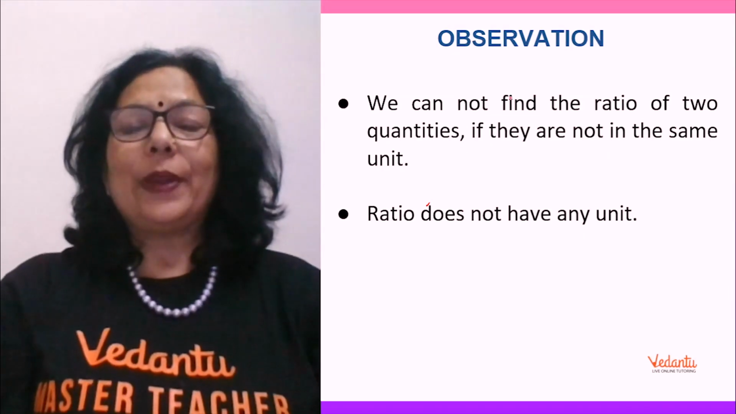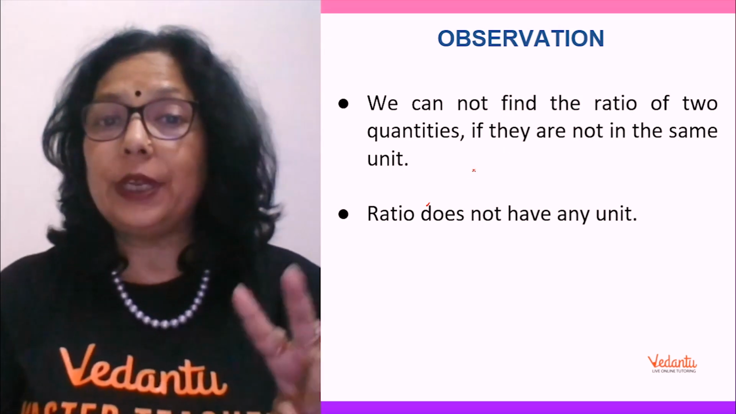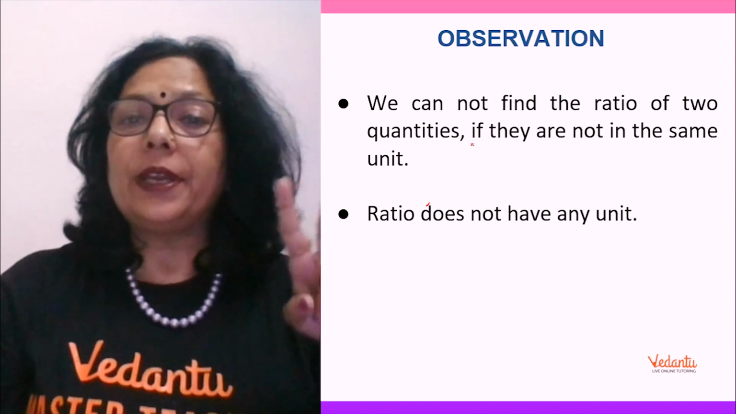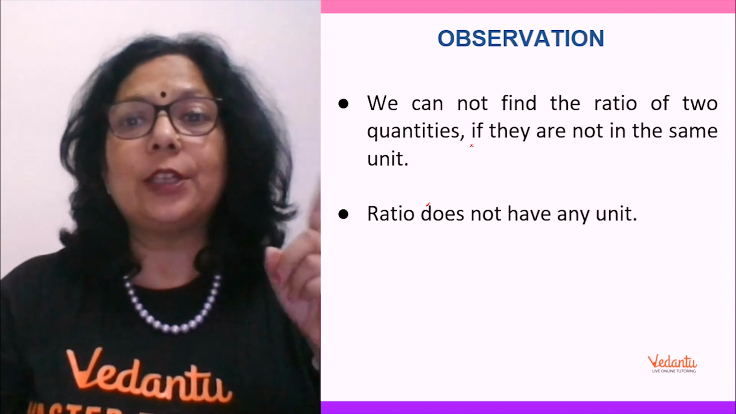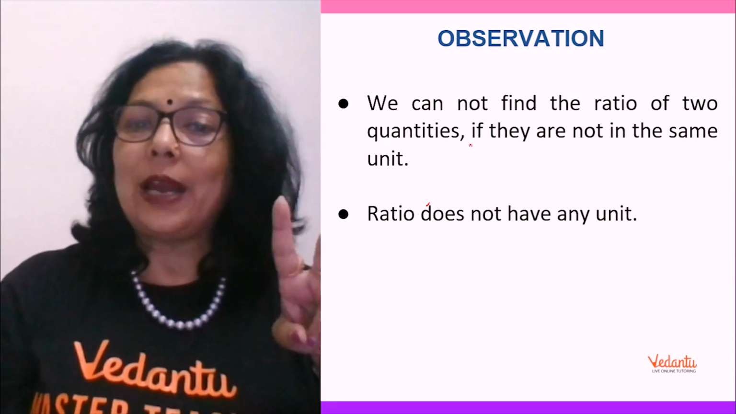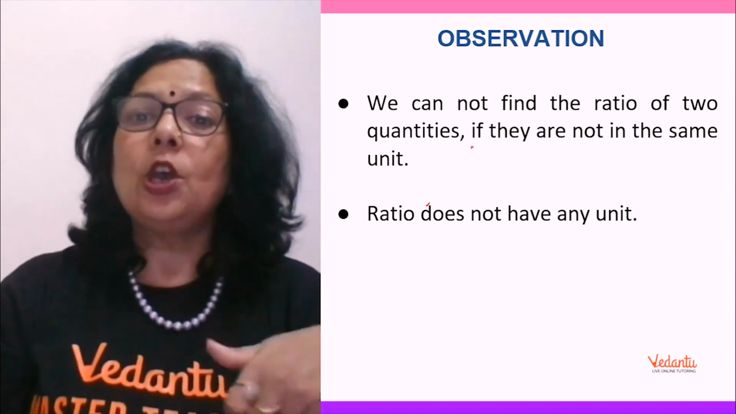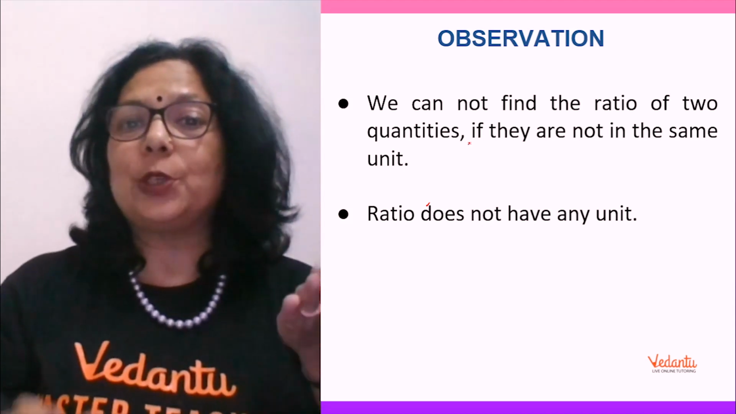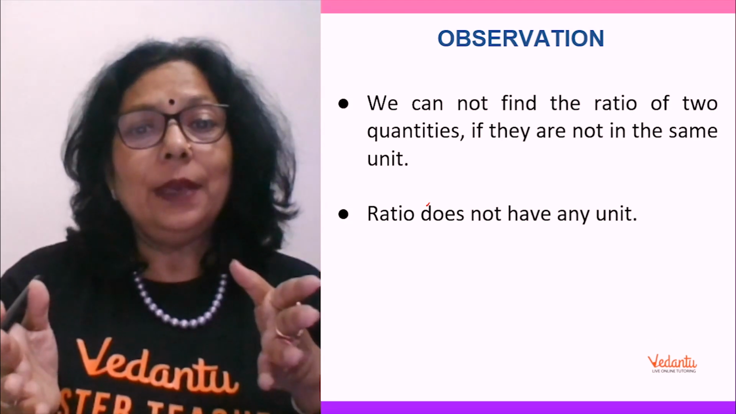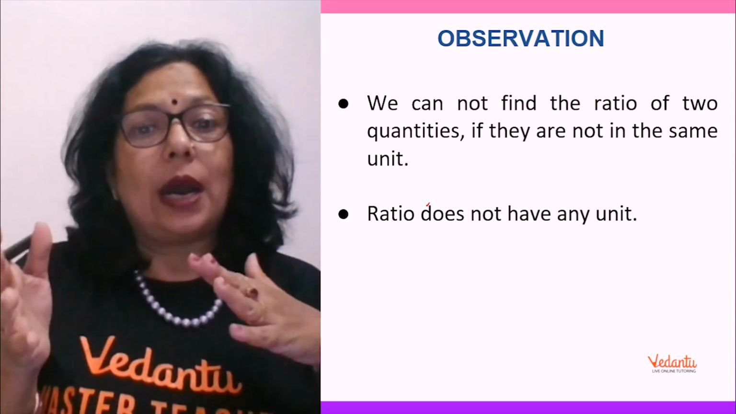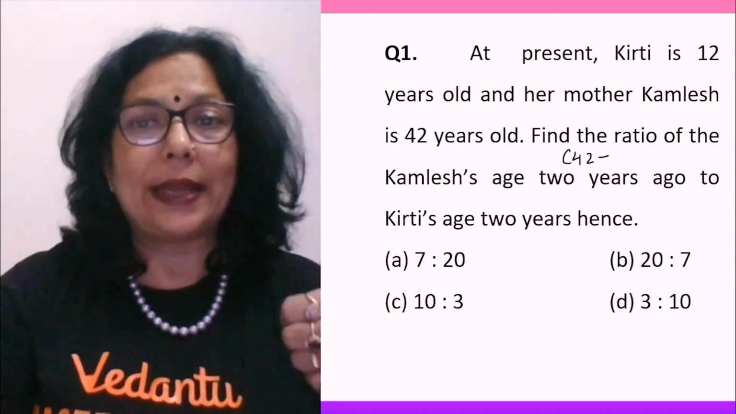So let us see the observations now. We cannot find the ratio of two quantities if they are not in the same unit. If the two quantities among which we have to find the ratio are not both in seconds, we cannot find the ratio of second is to hour. Both have to be in seconds, or both in milliliters, or both in liters, or both in centimeters, but you cannot find the ratio of milliliter is to liter. Similarly, second is to hour. So ratio itself does not have any unit because it is the comparison.